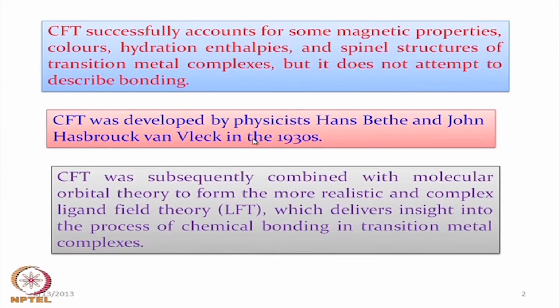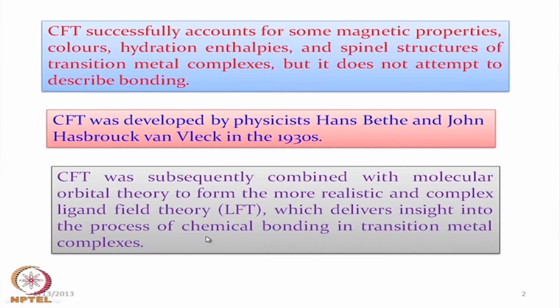So, these two people are basically considered the fathers of the crystal field theory, and this theory subsequently combined with molecular orbital theory to form the more realistic and complex ligand field theory. Ligand field theory is a little more complex, where most of this part belongs to molecular orbital theory, but some of its part can be explained as crystal field theory. That means the crystal field theory can be derived from the ligand field theory for some basic explanations like magnetic properties, the color and the spinel structure or the hydration enthalpies, and which therefore delivers insight into the process of chemical bonding in transition metal complexes.